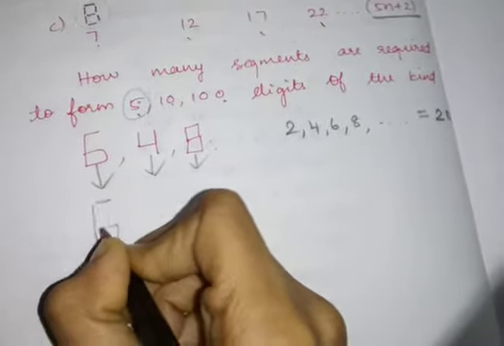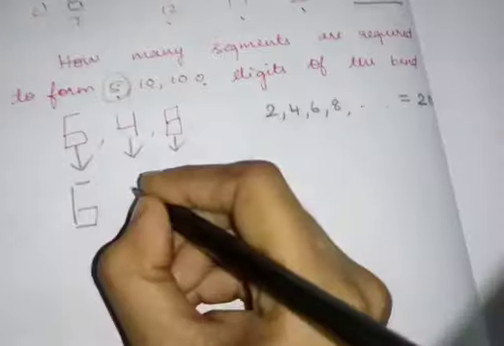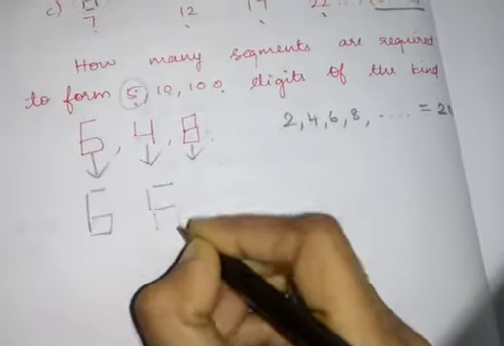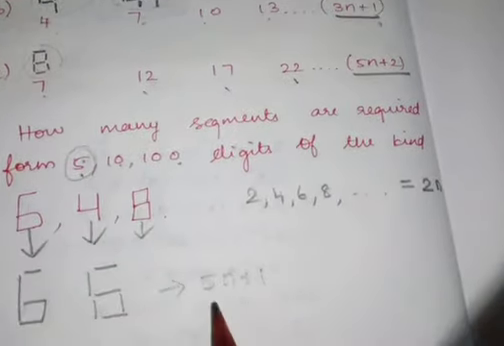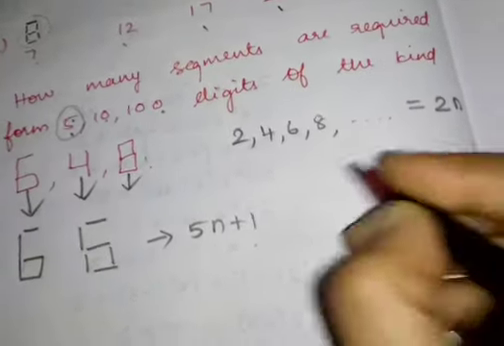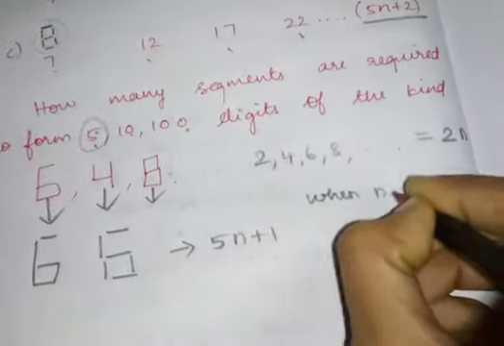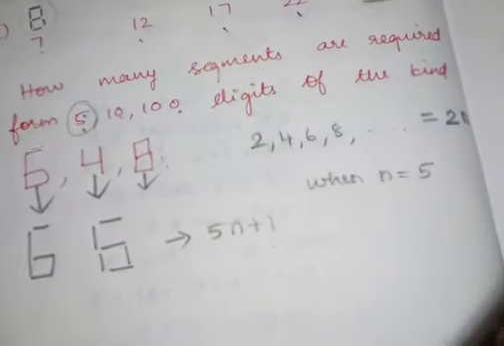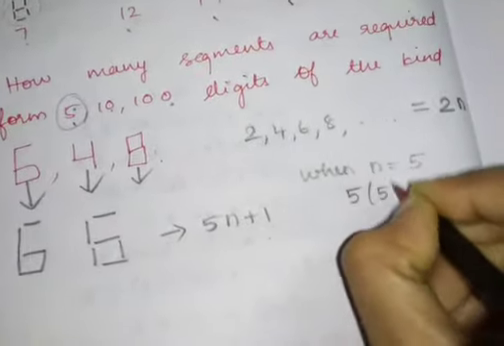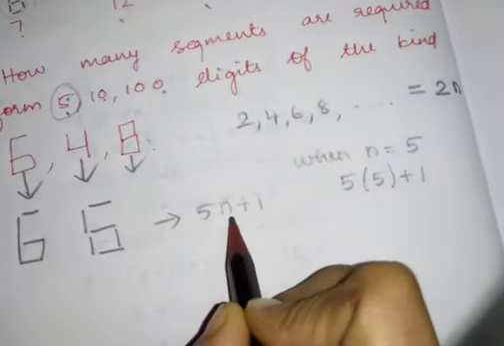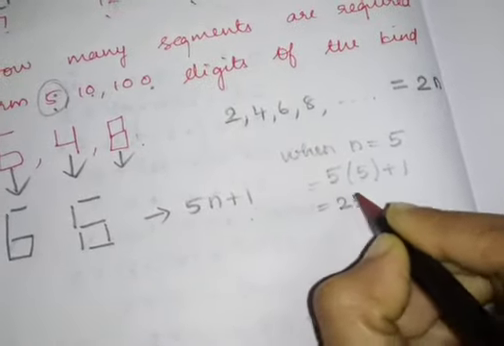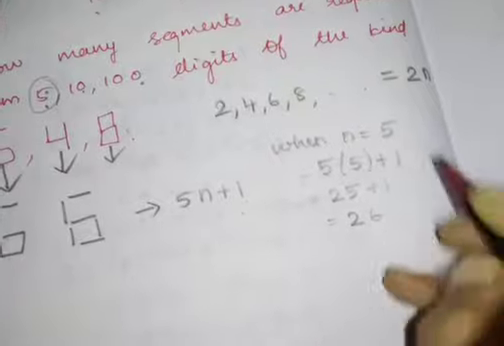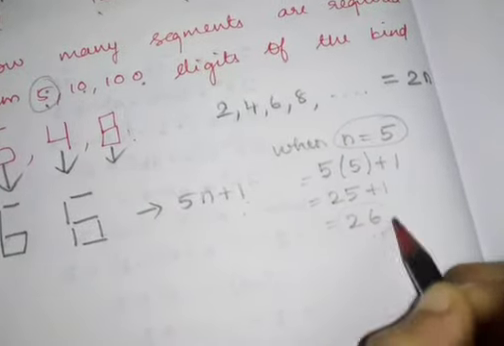Okay, if this is your number 6, you can write it like this, number 6. So what is the general form for that number 6, children? 5n plus 1, correct? So when n is equal to 5, what will be this expression? 5 into 5 plus 1. The n value you should substitute as 5, children. 5 into 5 plus 1. 5 fives are 25. 25 plus 1 is 26. So when n is equal to 5, 26 is your answer.